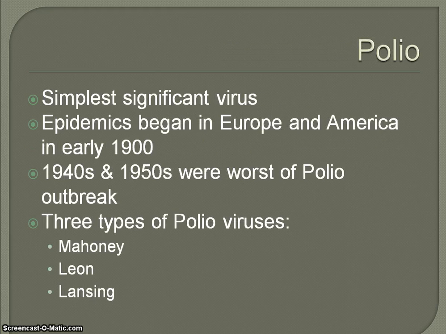Polio, on the other hand, is a virus. Polio is caused by the simplest significant virus, and epidemics began in Europe and America in the early 1900s. The 1940s and 50s were the worst of the polio outbreak. And there are three specific types of the polio virus: the Mahoney, Lyon, and Lansing.